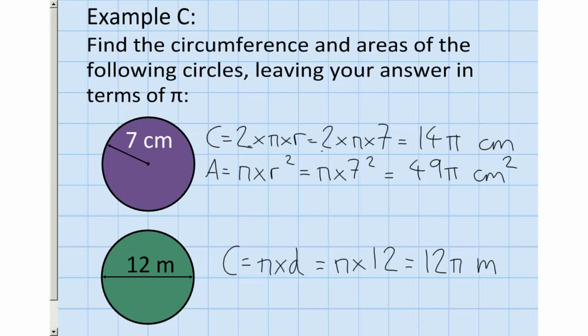But for the next one, for the area, we're going to have to use pi times radius squared. And the radius is half of the diameter, and if the diameter is 12, that means the radius is 6. So it's pi times 6 squared. And 6 squared is 36, so we've got pi times 36, or just 36 pi meters squared.